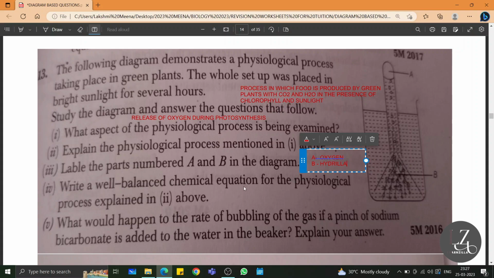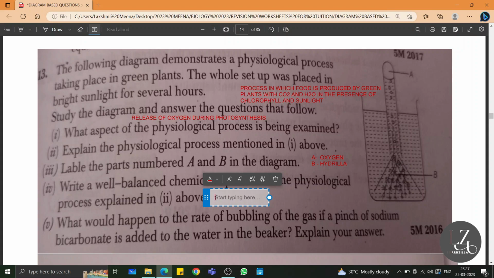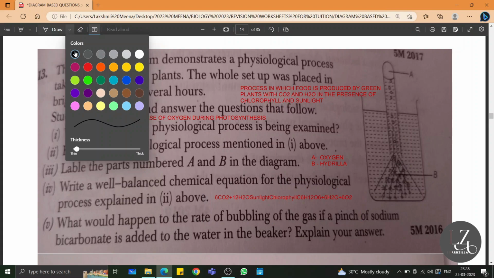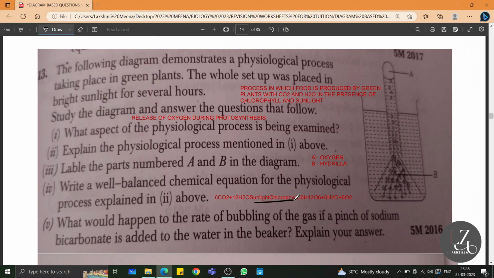Write a well balanced chemical equation for the physiological process explained in 2 above. Again they are asking us to write a well balanced chemical equation. So well balanced, as I said, for grade 10 level: 6CO2 plus 12H2O you need to mention, and in the presence of sunlight and chlorophyll, of course one arrow mark here, gives us C6H12O6, 6H2O and 6O2.